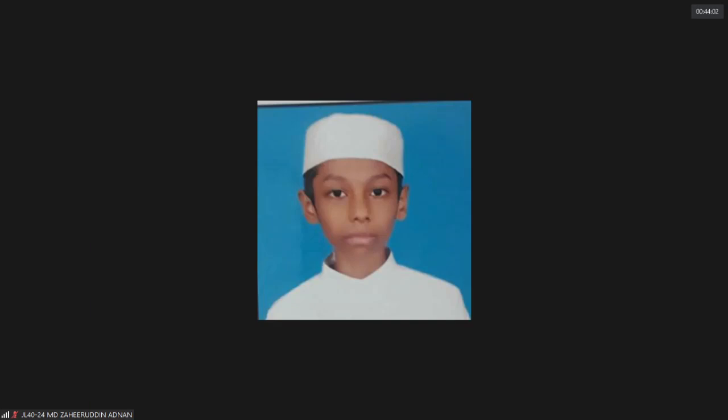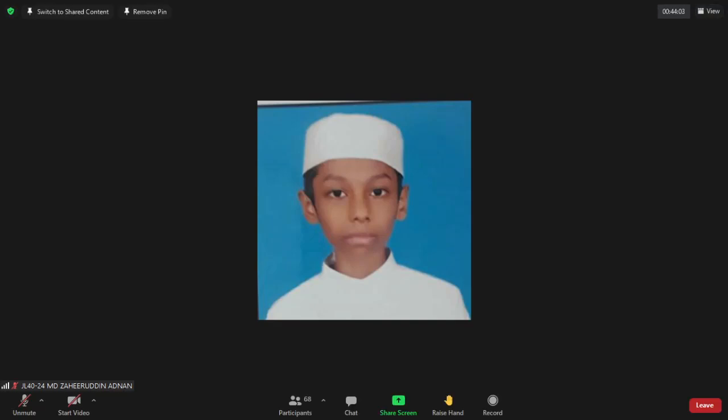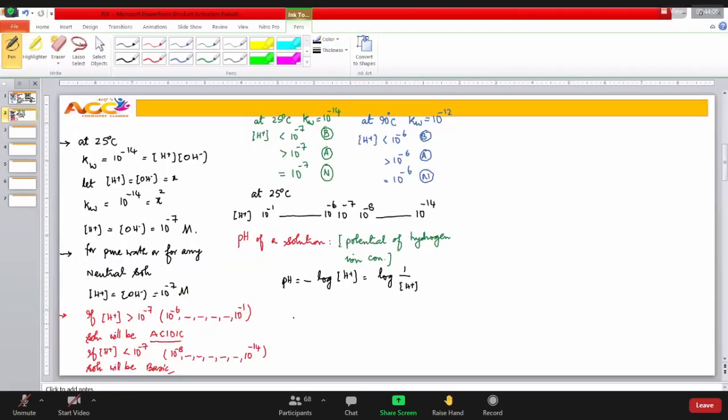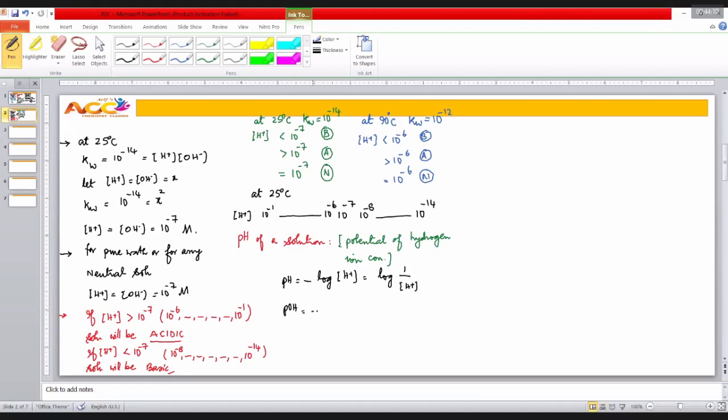Some people say, no, sir, remove that minus sign and write log of the reciprocal of H plus ion concentration. Similarly, let us enjoy the game pOH. What is pOH? Minus log of OH minus ion concentration, which is equal to log of the reciprocal of OH minus ion concentration. People are mathematically genius. Similarly, pKa.